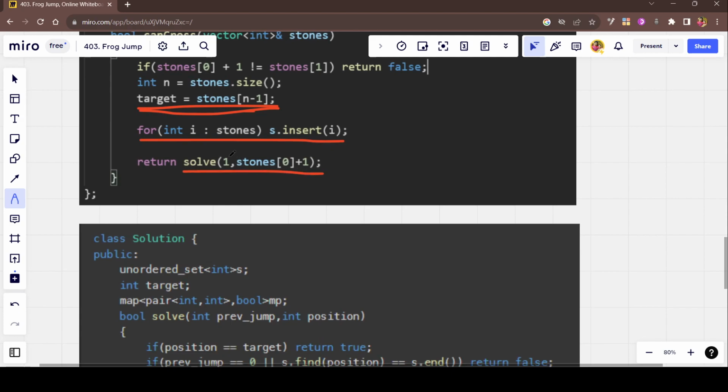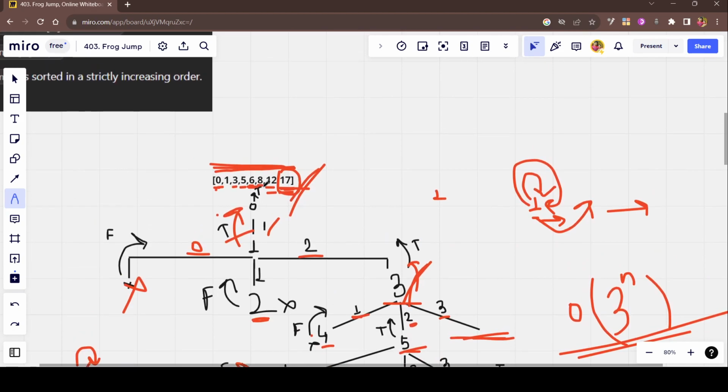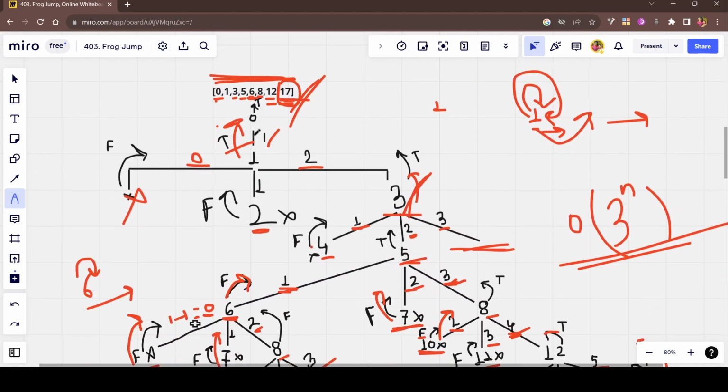They said that I can take one jump. So our recursion will start from here. Our recursion will start from 1, obviously. So just omit this and check this portion by yourself.